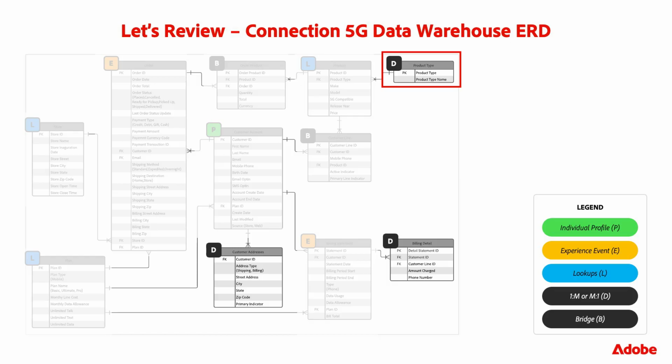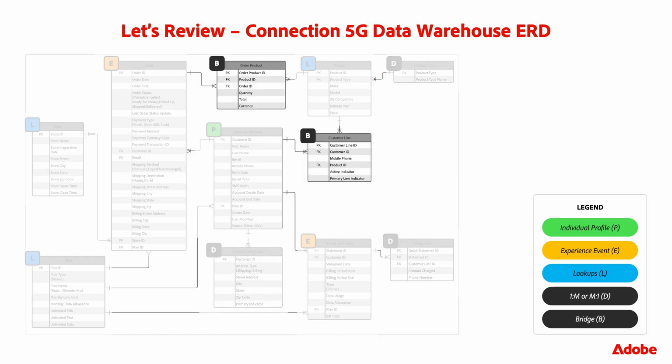This is where, if you had labeled this as a lookup table, you would have violated the rules of profile. A lookup table can only be one hop away from either an experience event or a profile. In this case, you would have been 2 hops away. And that's another reason now why it is labeled as a D.